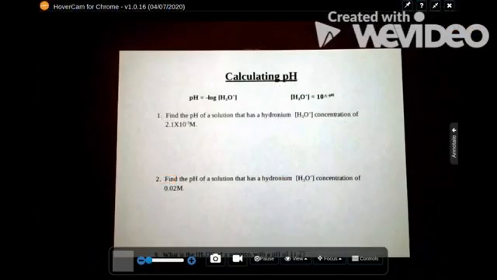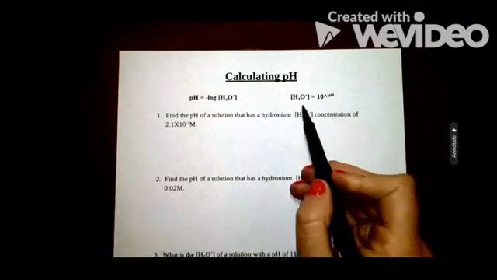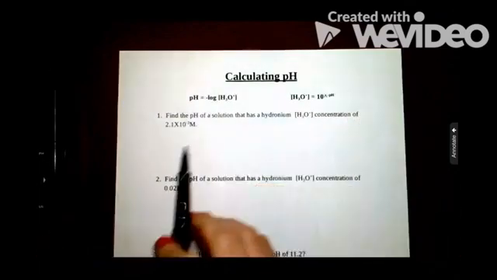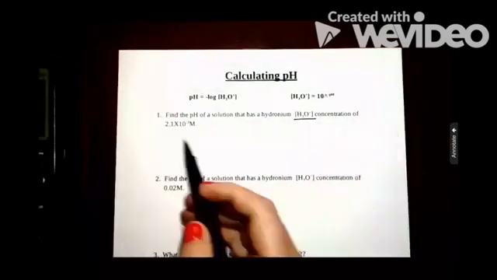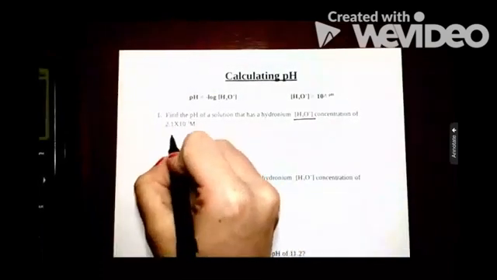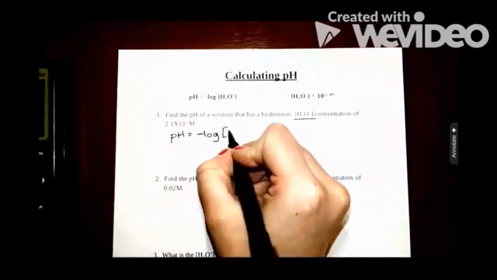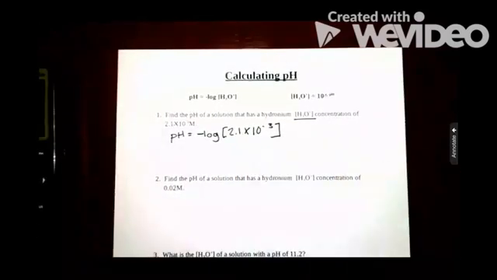To calculate pH, we use the negative log of the hydronium concentration, and to find the hydronium concentration, 10 raised to the power of the negative pH. So, to find the pH of a solution that has a hydronium concentration of 2.1 times 10 to the negative third molar, pH is just going to equal the negative log of 2.1 times 10 to the negative third. pH does not have a unit, so it's just a number.